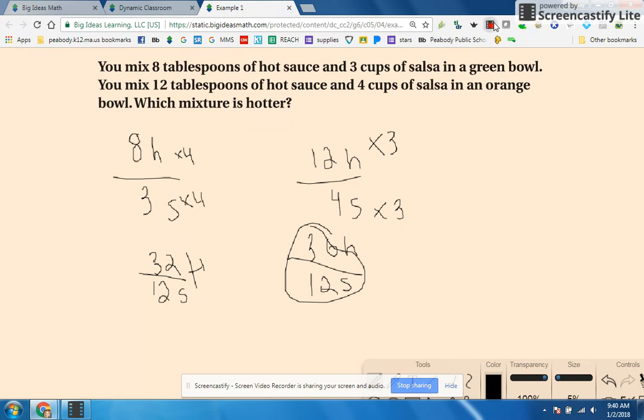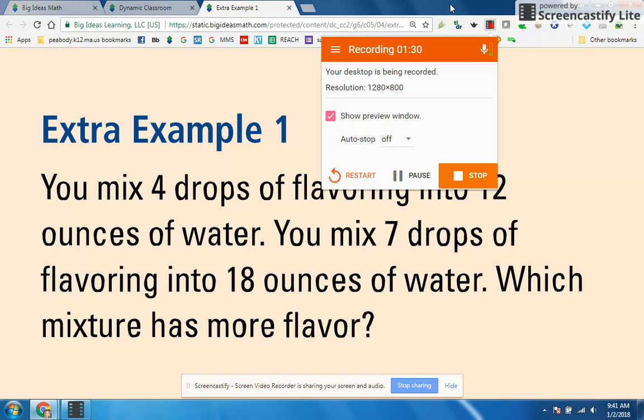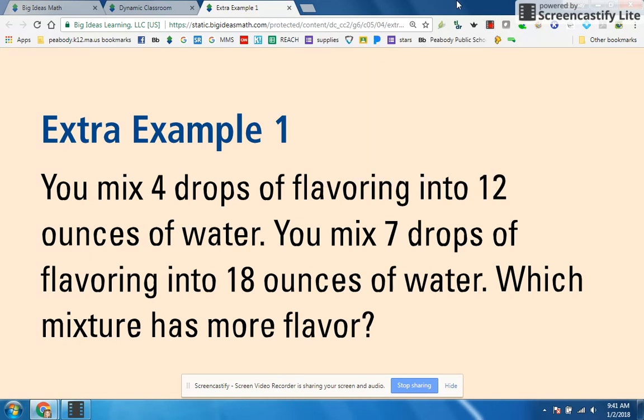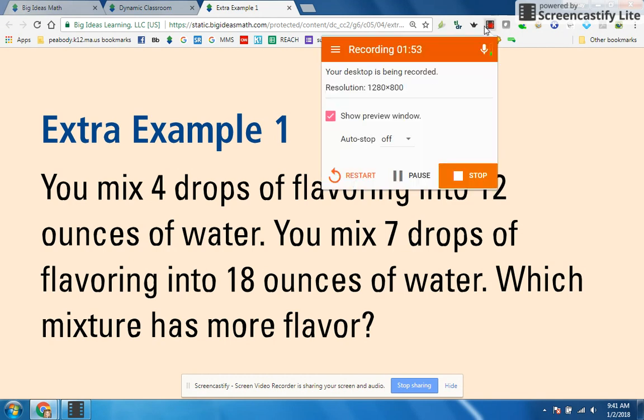All right, so let me give you guys one of these to try. So make sure you do it on your notes. So 4 drops of flavoring into 12 ounces of water, and then 7 drops of flavor into 18 ounces of water. Which mixture has more flavor? So make sure you have a common denominator, and then after you change your numerators, you basically just have to compare your numerators and see which one has more flavoring. All right, so see if you can pause and try that one.